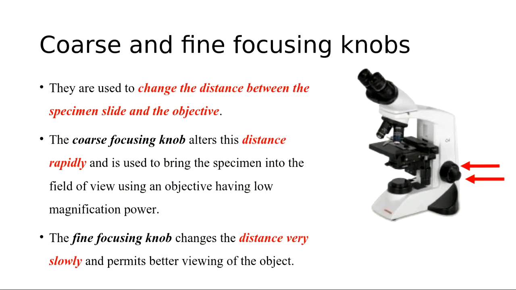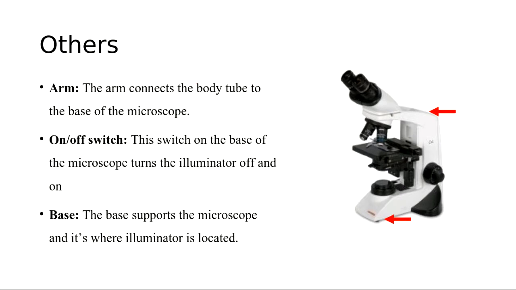So the coarse knob alters the distance rapidly, that is why it is called coarse. And the fine focusing knob changes the distance very slowly and permits better viewing of the object. So you should know what the coarse and fine focusing knobs are and their uses. They are used to change the distance between the specimen slide and the objective. The coarse focusing knob alters the distance rapidly, and the fine focusing knob alters it very slowly.